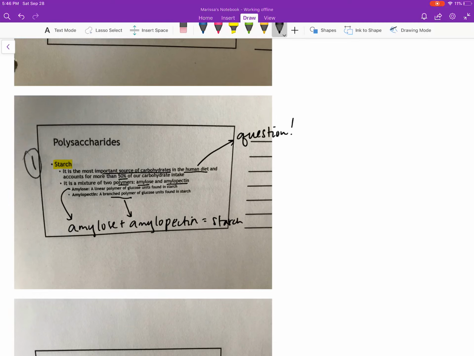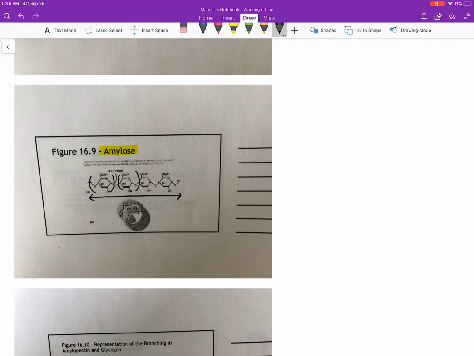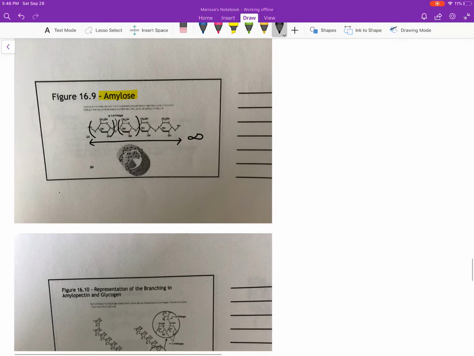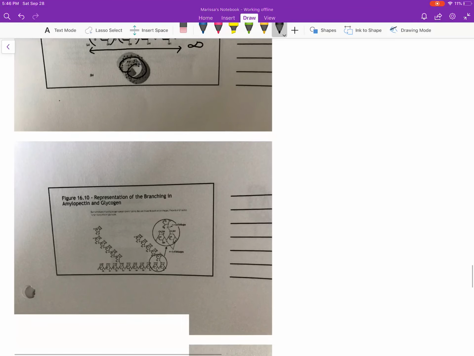So what does that mean? That is a great question. I'm going to show you an image of both so that you can see the difference between what I mean when I say linear and what I mean when I say branched. So here's amylose. Amylose is a straight chain of glucose, one after another the whole way, repeating on and on to infinity in theory. You can see here they have this kind of coil structure.